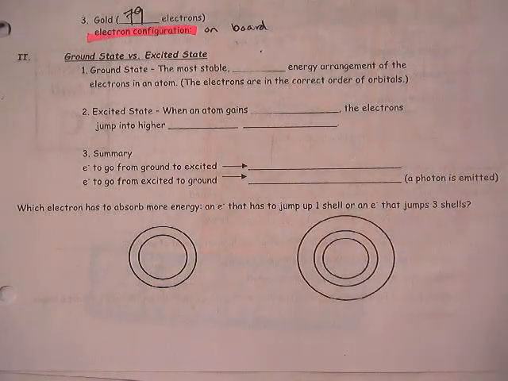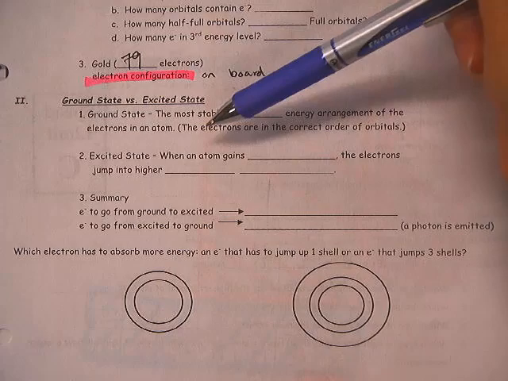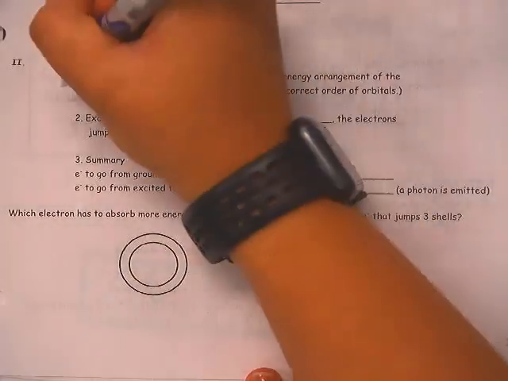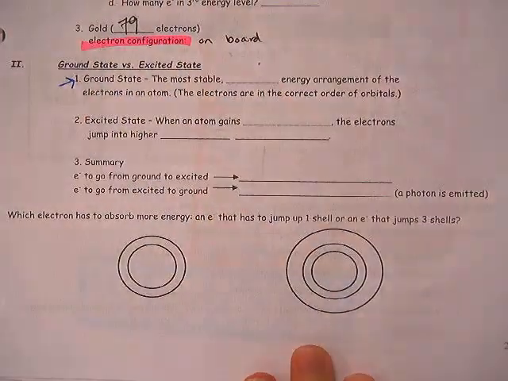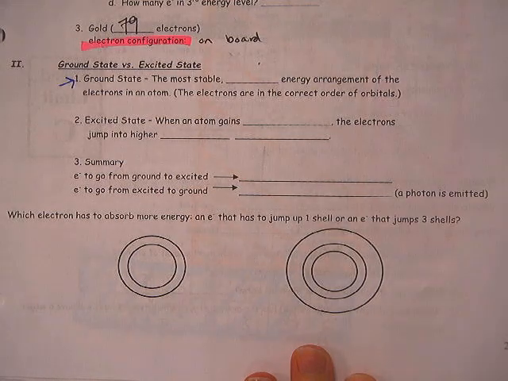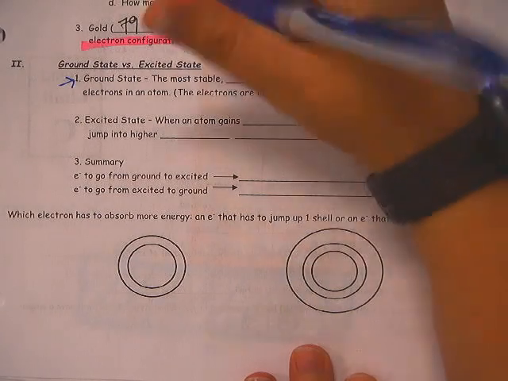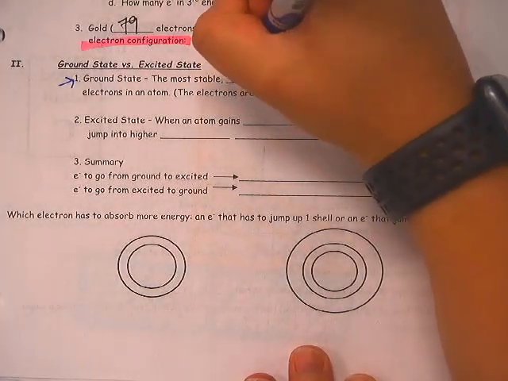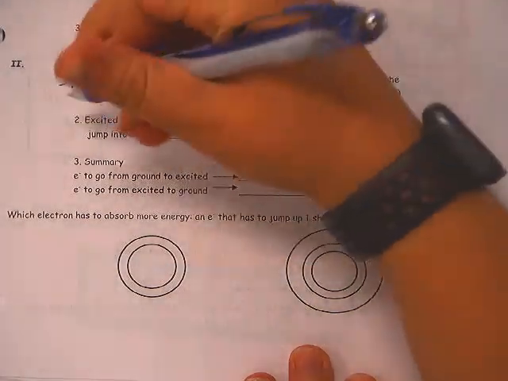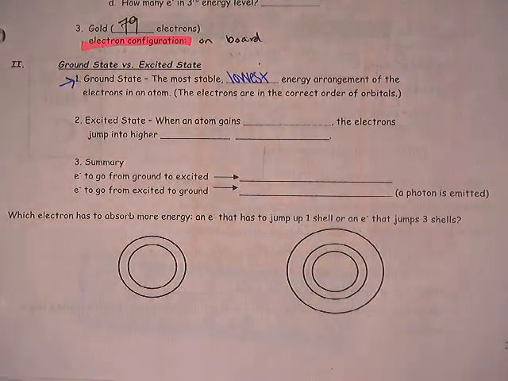So what we've learned so far, all of the electron configurations that we did higher up on this page were ground state electron configurations. This is the normal electron configuration for any element. It's the most stable, lowest energy arrangement of the electrons in an atom. So the electrons are in the correct order of orbitals.